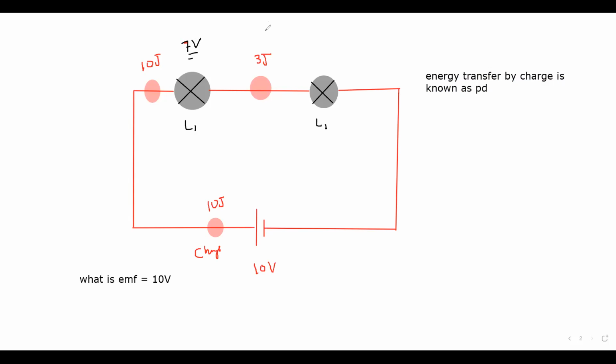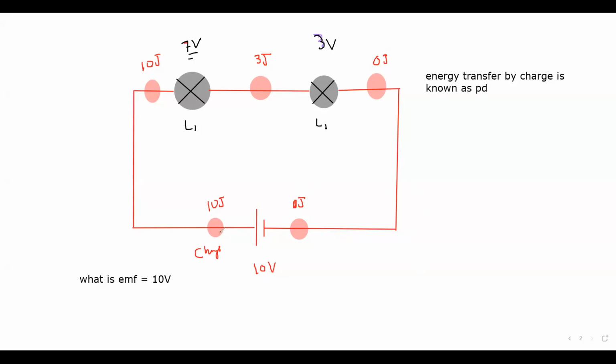When it passes through the second component, it will lose all of its energy. Now it is left with 0 joules. How much energy is transferred by the charge? That is equal to 3. So 3 will be the potential difference. And the same charge will return without any energy to transfer. Kinetic energy will be there, but it is not left with any energy to transfer.